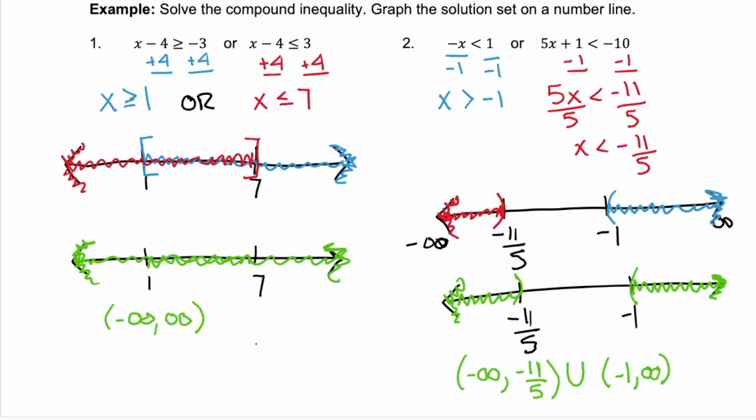So a good hint for an or inequality: an or is anything you shade. So if you draw your number line and you put each inequality on that number line in a different color, the answer is going to be any piece of that number line that you shaded, anything that got colored.